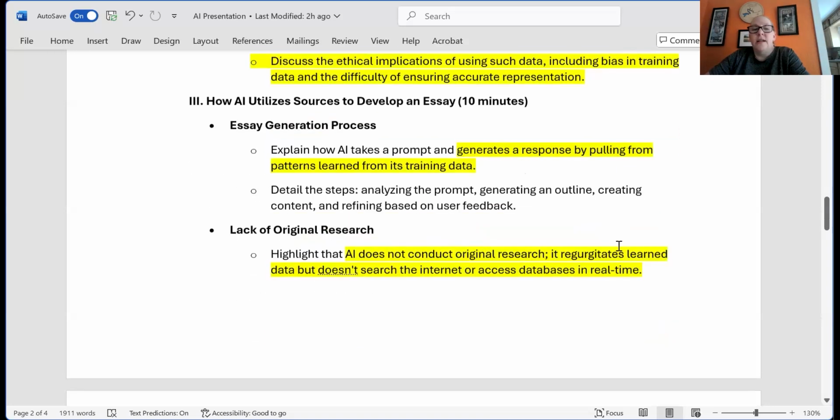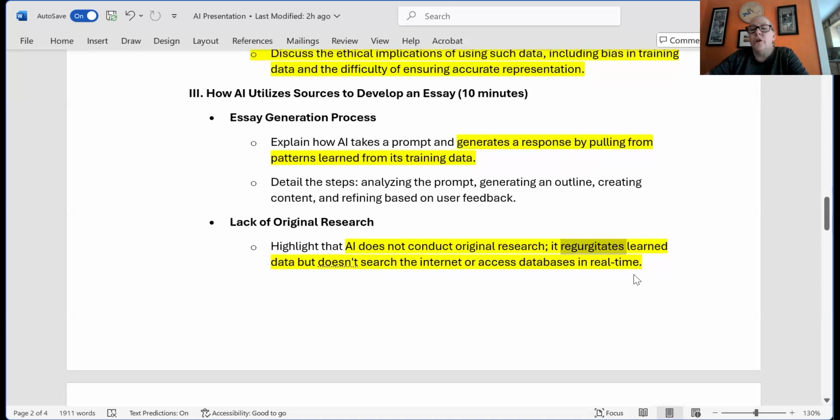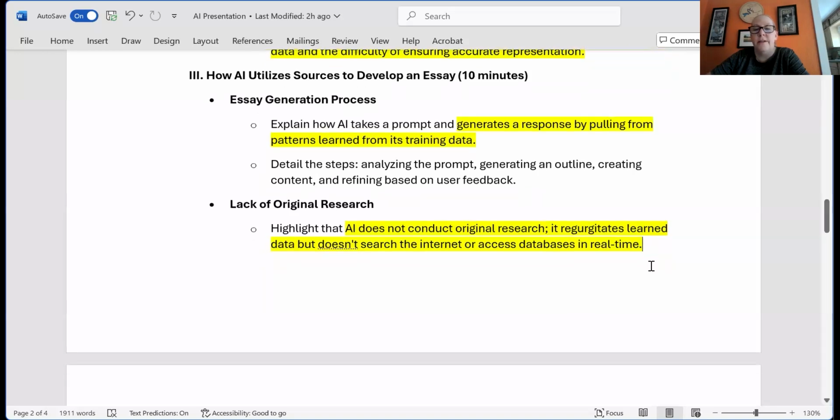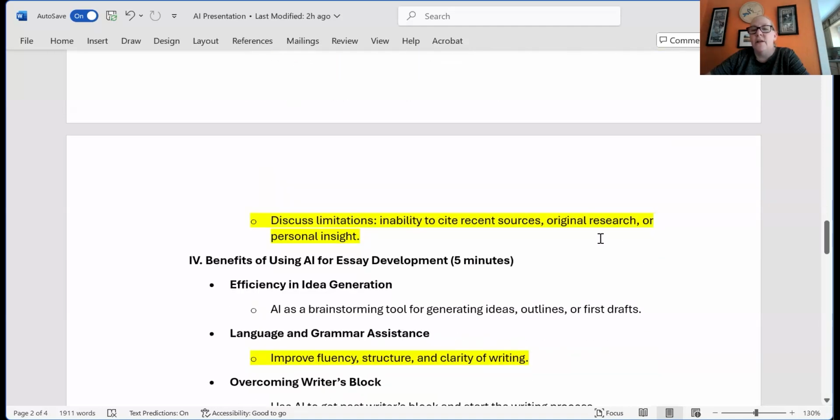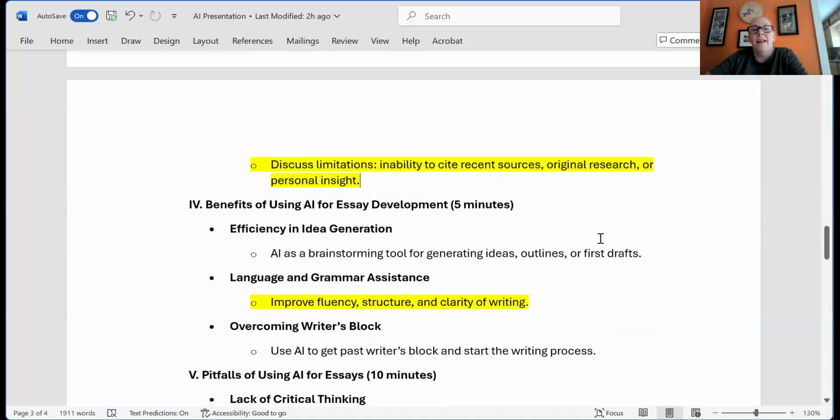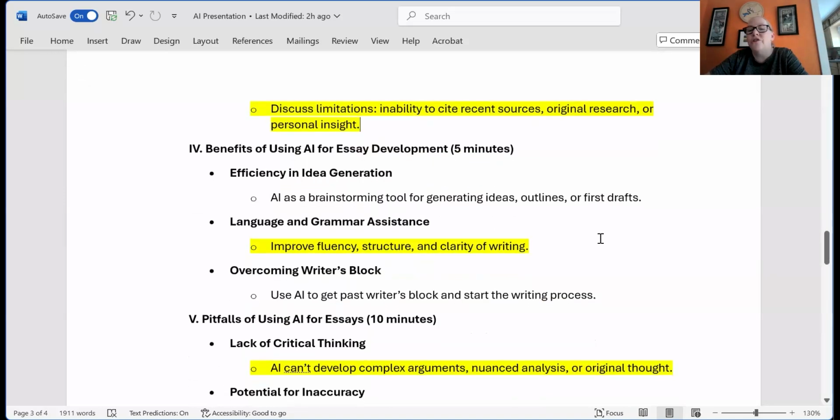It also mentions that it doesn't conduct original research. It regurgitates learned data, but doesn't search the internet or access databases in real time. And that is the most noticeable thing for my students when they go to do this assignment. And so I'll show you a couple of examples in the essay in a minute. It doesn't cite recent sources or original research, and it has no personal insight, a little bit of repetition. It says it can improve fluency, structure, and clarity of writing. I'm going to talk about that.